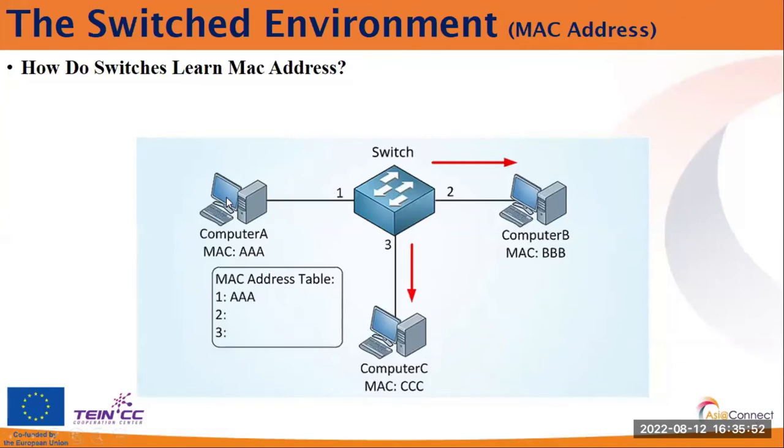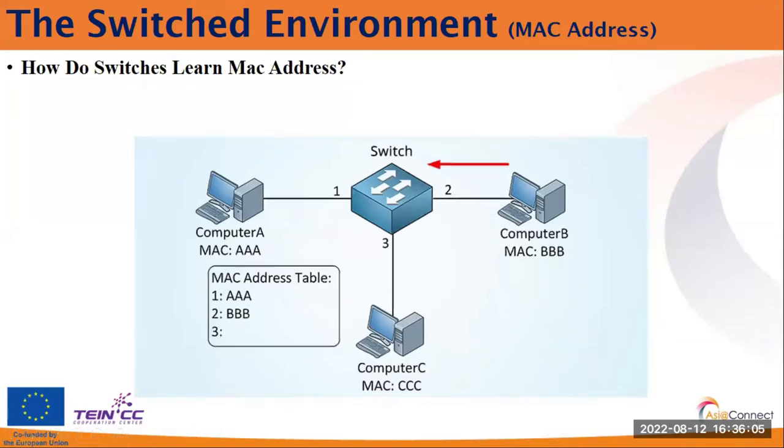See here, the switch contains the MAC address of computer A, and it is forwarding to all the ports, that is, computer B and C. And after this, only computer B will respond, right? Computer B will respond, and that's why the switch will collect the MAC address of B. So I hope you all understand this situation from this figure.